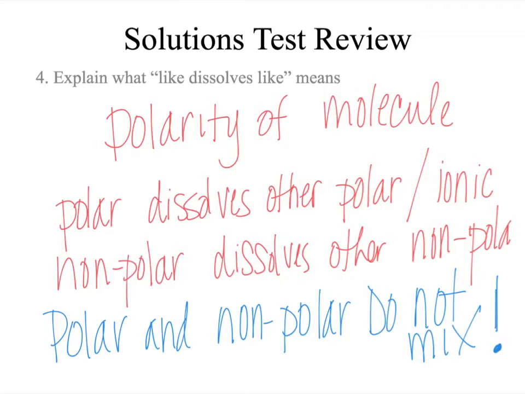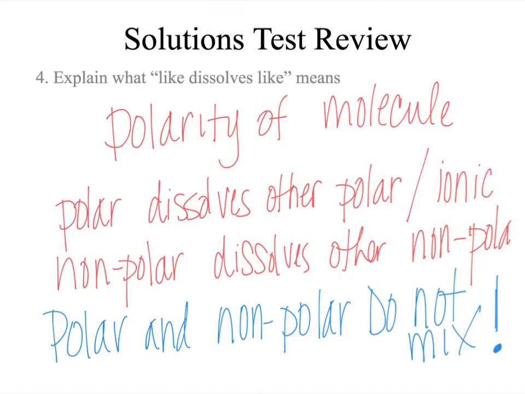Explain what like dissolves like means. When we're referring to like dissolves like, we are referring to the polarity of the molecule. If something is polar, it's going to dissolve other polar things and also ionic, and we talked about that a little earlier. That's why water is such a good solvent, because it's polar. So not only will it dissolve other polar molecules, but it will also dissolve ionic. The reason that they go together is because, remember, polar has a slightly positive and a slightly negative end, and so they're attracted to not only other molecules that way, but they're attracted to ionic compounds.